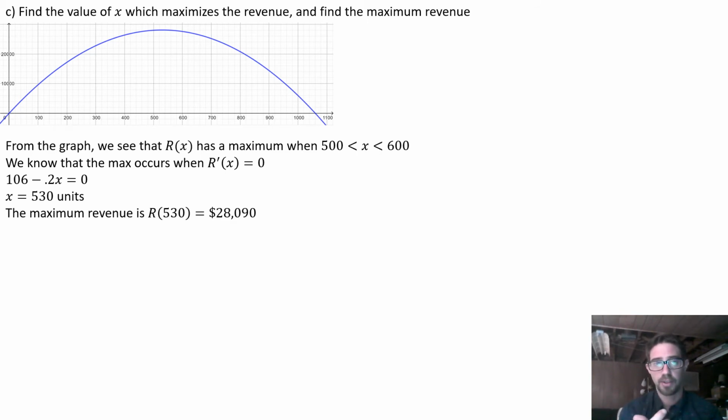So R of 530 is $28,090. And if you look on the graph, yeah, that looks right. It's pretty close to 30,000. Okay, so that's the thing I really want. What is the maximum revenue? What's the most revenue we can rake in here?